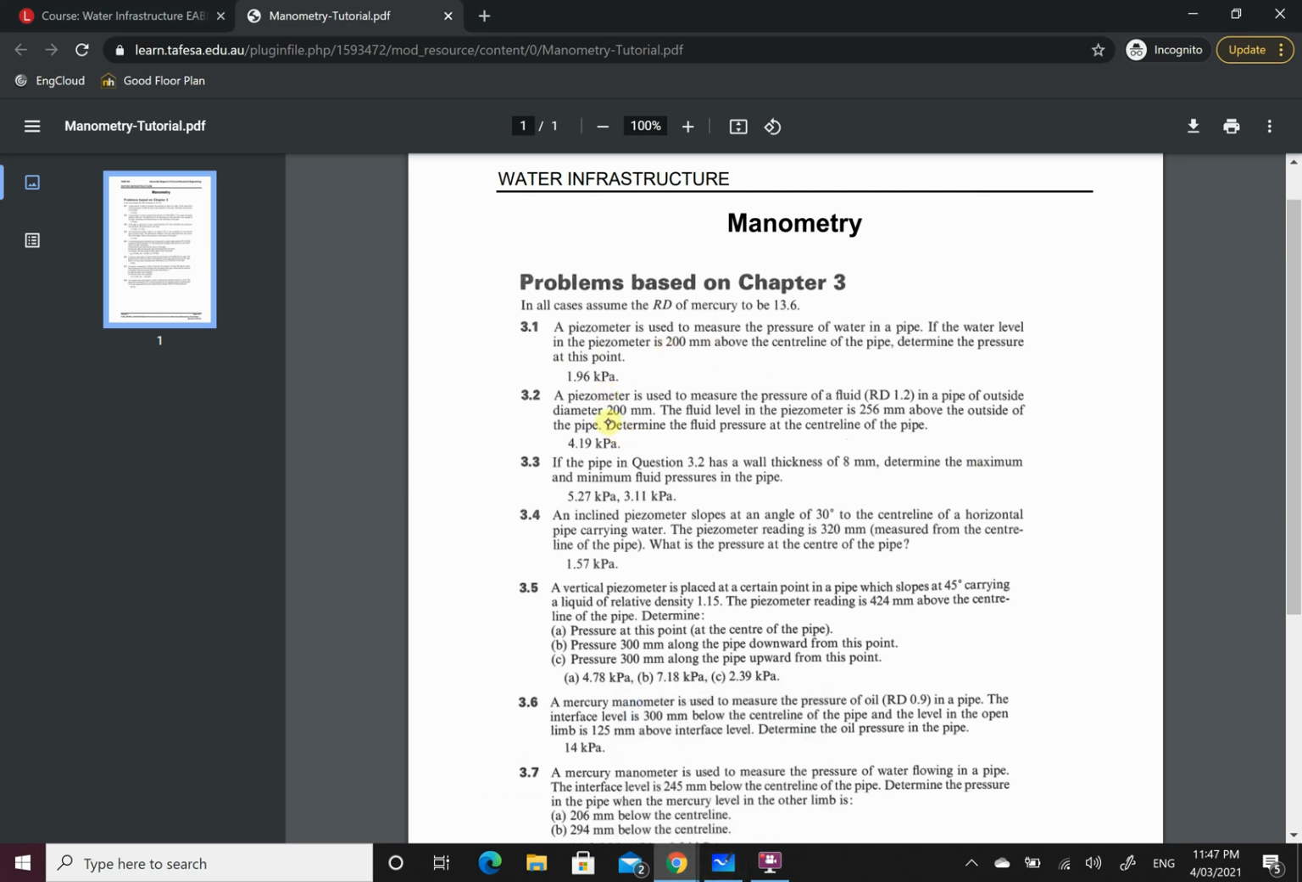So let's go for 3.2. So another piezometer, got different relative density of the fluid this time. Alright, outside diameter 200 ml of the pipe, and we've got the fluid. So what's happening here is we've got a pipe diameter of 200. We're obviously looking at the center line, and we've got a fluid level in the piezometer of 256 above the outside of the pipe. So just have to interpret this a little bit here.